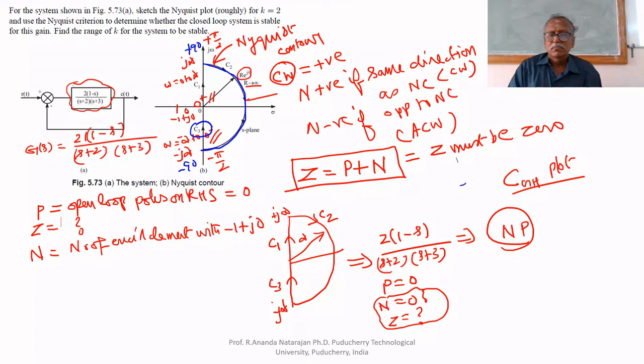P means the number of open loop poles on the right hand side. That is 0 because what is given? The given open loop transfer function has S plus 2 and S plus 3, that is, poles are minus 2 and minus 3. That is in the left hand side. Therefore, P equal to 0. No encirclement because it intersects before minus 1, at minus 0.4. That's why it is not encircling minus 1, N equal to 0. Therefore, Z equal to N plus P, that is equal to 0 plus 0 equal to 0. Therefore, the given system is stable.